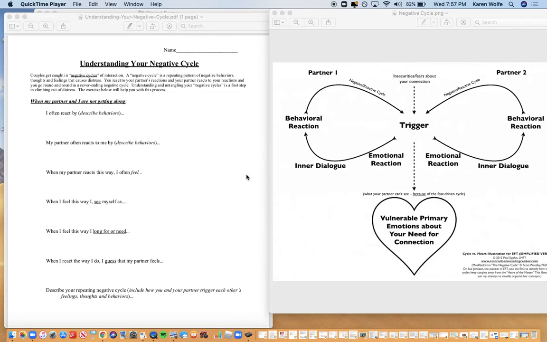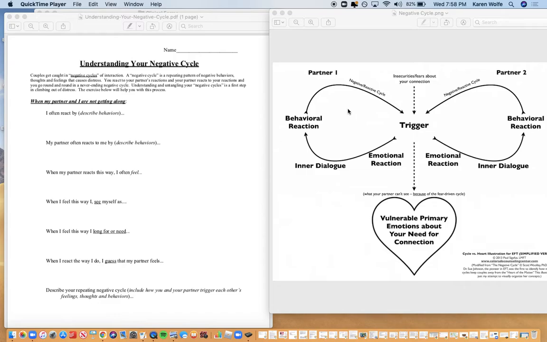So, filling out these worksheets can be really helpful in starting to identify the negative cycle that you and your partner get into. Once you identify the steps in the cycle for each of you, then you can start to name it to tame it. And you can team up against the cycle instead of teaming up against each other. You can be on the same team against the cycle.